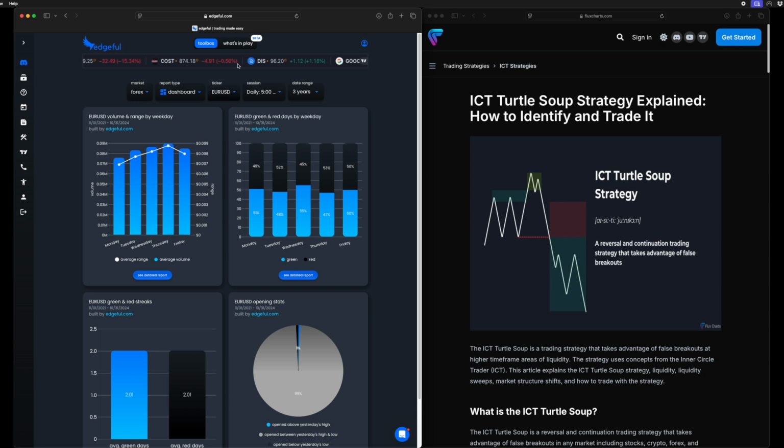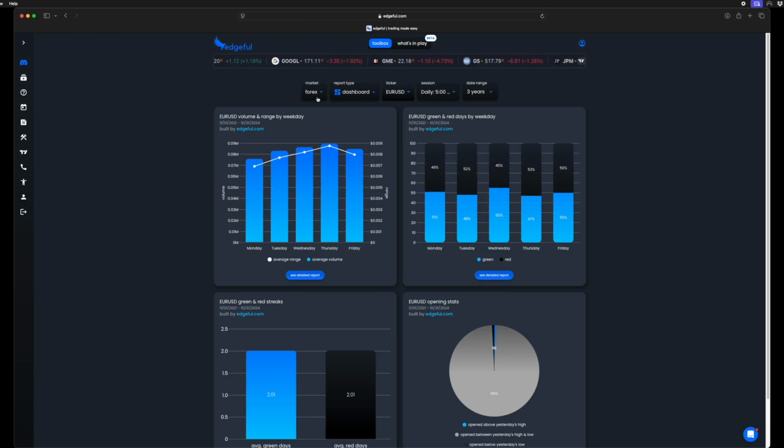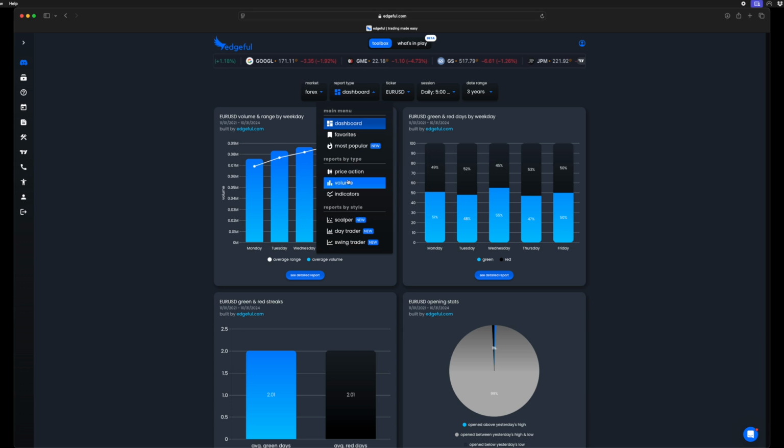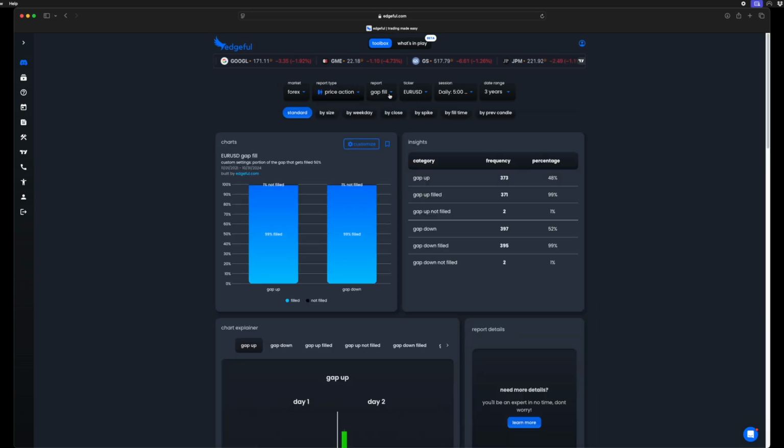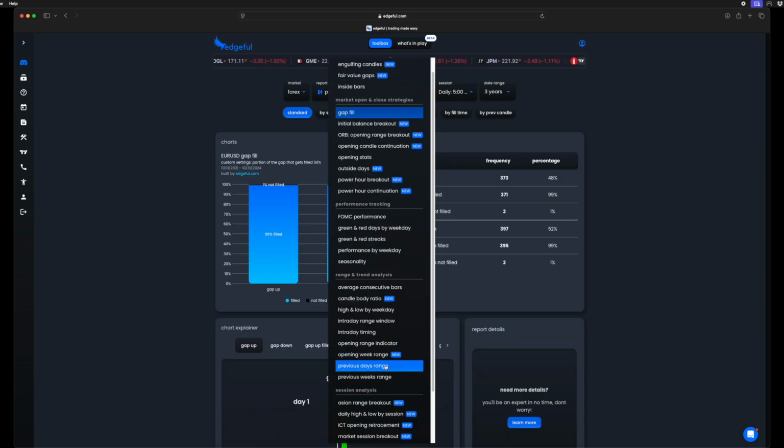I'm going to use a tool called Edgeful and 3 years worth of backtesting data for Forex and Index Futures to show you why this is an unprofitable strategy. Let's start with Forex first. It's a price action report. It's called the market session breakout.